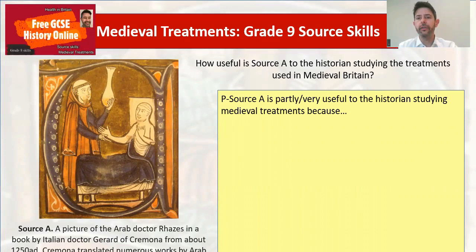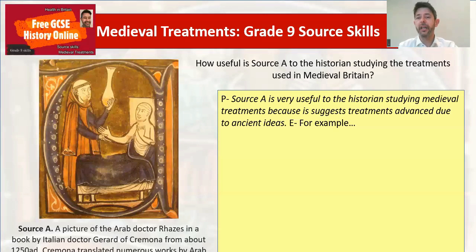So have a go at your starting sentence. Choose, is it partly or very useful about treatments? And give a reason why. Okay, the reason why is really important to set up your argument. Try not to have it because it's from 1250. That's evidence. Try to give a suggestion about why it's useful about treatments. And we're going to focus on the content only in this paragraph. Okay, so give it a go.